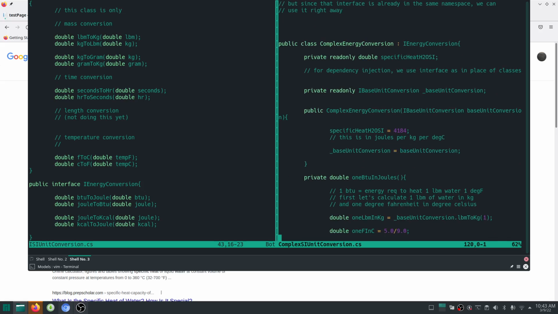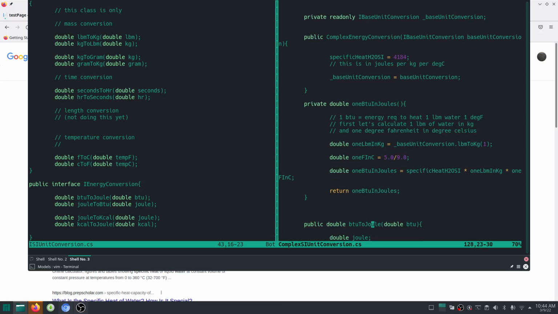So what else do we have here? I have a specific heat of water in SI units. Why do I have this here? Because how I calculate BTU in joules and joules in BTU is to use the definition. One British thermal unit is the energy required to heat 1 pound mass of water by 1 degree Fahrenheit. So I need to calculate the 1 pound mass of water in kg and 1 degree Fahrenheit in Celsius to get the 1 BTU equivalent in joules.